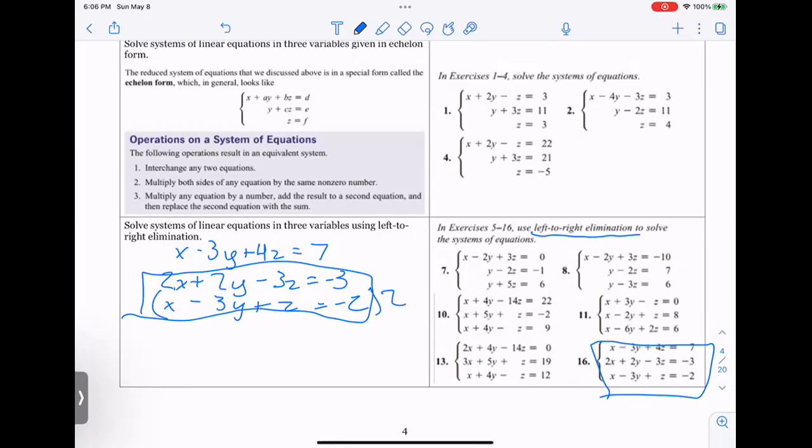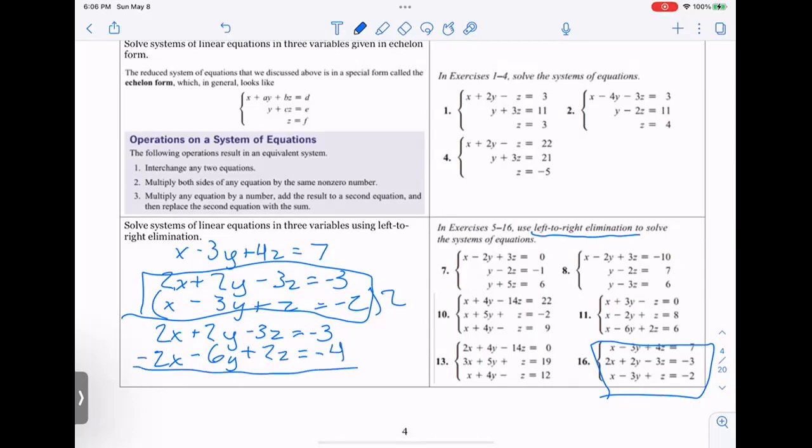If we multiply that whole equation by 2, the top equation doesn't change: 2x plus 2y minus 3z is equal to -3. And the bottom equation will be 2x minus 6y plus 2z equals -4. If we subtract these equations, our x's will cancel. We'll have 2y minus -6y, which is 8y, because minus a negative is positive, and -3z minus 2z, which is -5z, equals -3 minus -4, which is 1.